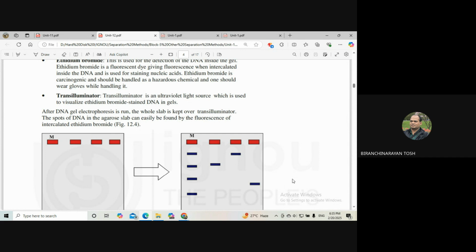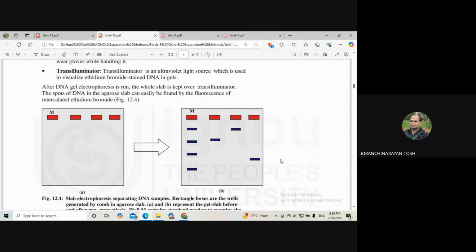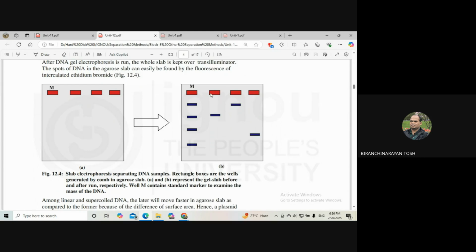Transilluminator is the ultraviolet light source used to visualize the ethidium bromide stained DNA gel. After gel electrophoresis is run, the whole slab is kept over the transilluminator. The spots of DNA in the agarose slab can easily be found by the fluorescence of intercalated ethidium bromide, as shown here. Here we have made the well and given the sample, so that we are giving the stains here.